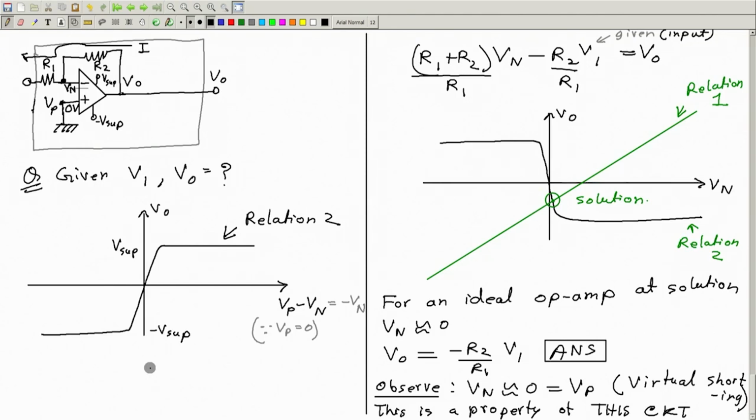Next we will try to do the same analysis for the difference amplifier. But I will request you that if you have understood how to do it for inverting and non-inverting amplifiers, as we have done in the last two classes, then you should try it on your own for the difference amplifier, and if you can do it, it will be really fun.